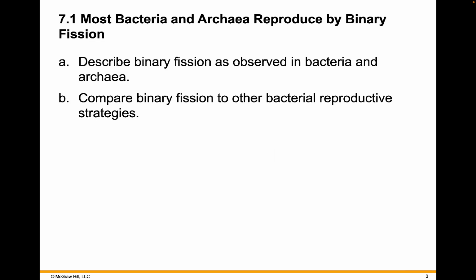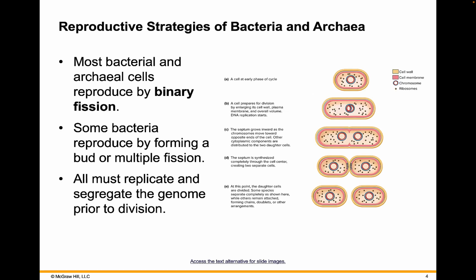So first, most of the bacteria and archaea reproduce by binary fission. This is a very simple strategy where usually you have just one cell. This is an early phase of the cell cycle, and you can see the typical structure, cell wall, cell membrane. You have the unimolecular chromosome. Sometimes it could be multimolecular, but mostly unimolecular chromosomes.